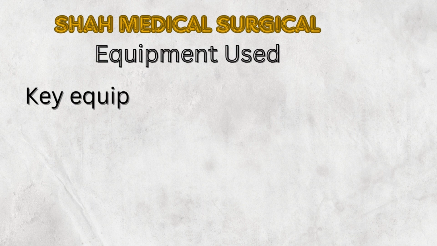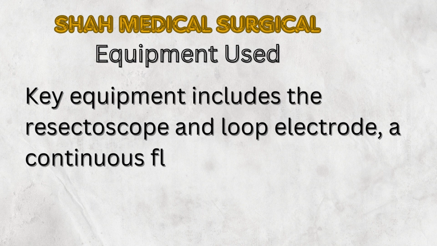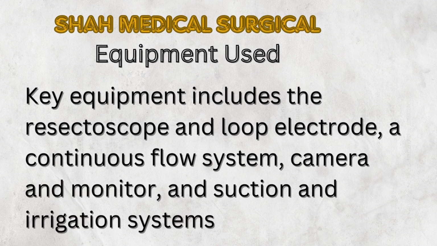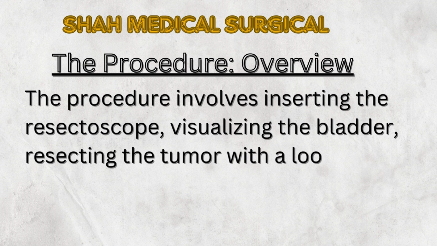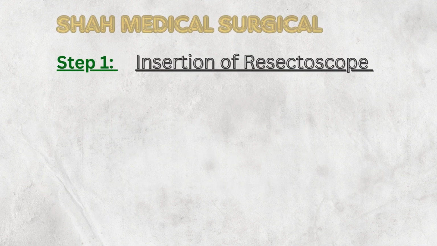Equipment used. Key equipment includes the resectoscope and loop electrode, a continuous flow system, camera and monitor, and suction and irrigation systems. The procedure involves inserting the resectoscope, visualizing the bladder, resecting the tumor with a loop electrode, and retrieving specimens for pathology.